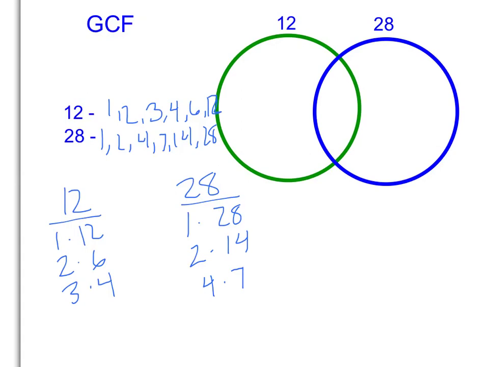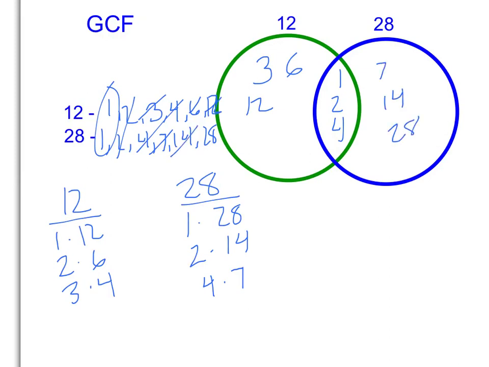So which factors do they have in common? They both have 1s, so I'm going to put a 1 in the place where they have it in common. They both have 2s. They do not both have 3s. The 12 has a 3. They both have 4s. 12 has a 6. 12 has a 12. 28 has a 7, a 14, and a 28. None of those are in common.